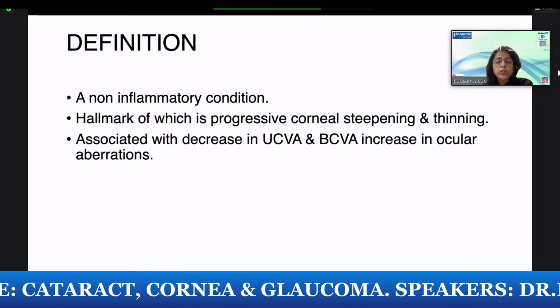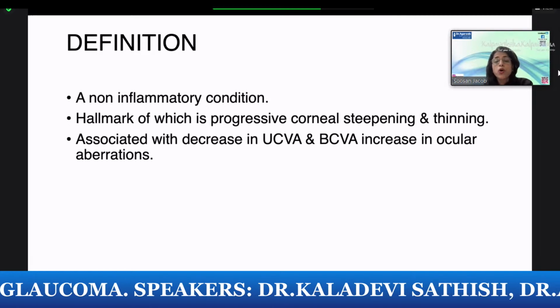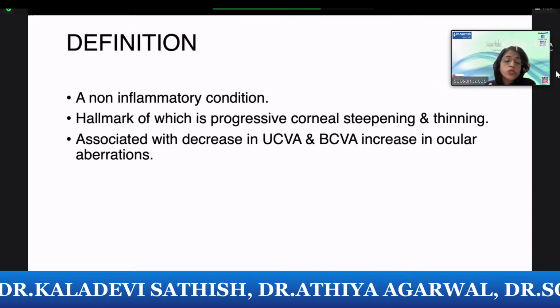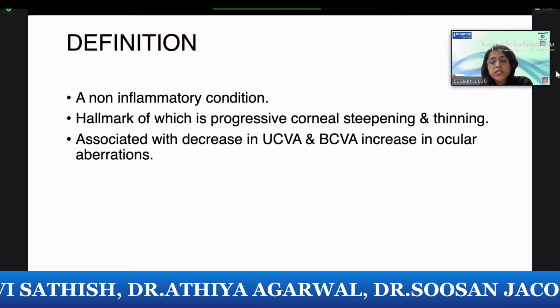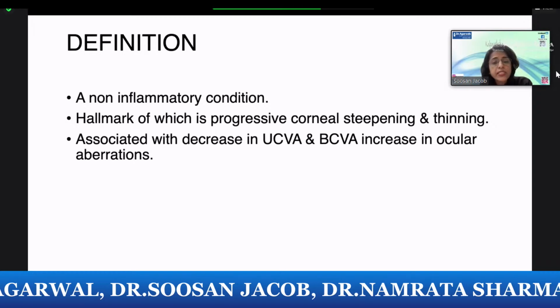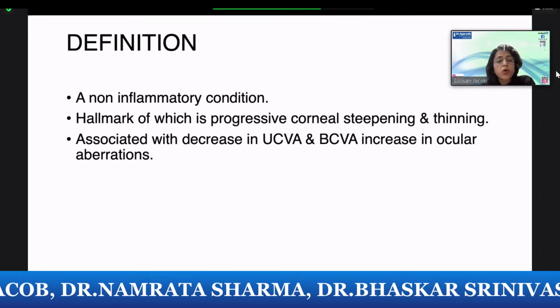Now, you need not always have a decrease in BCVA. It's possible that you have just a decrease in uncorrected vision, or you may not even have a decrease in UCVA and BCVA, but you might have just an increase in ocular aberration. So it will all depend on the stage at which you're seeing. In advanced stages, the UCVA will also get affected. In even more advanced stages, the BCVA also gets affected. But even in milder cases, you will have an alteration in ocular aberrations.